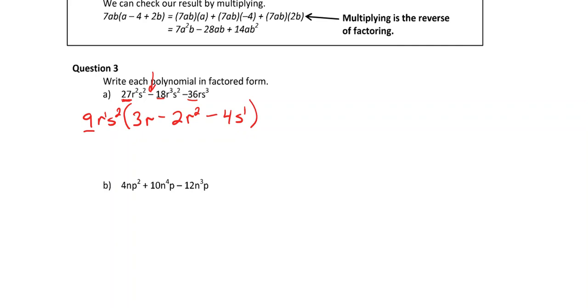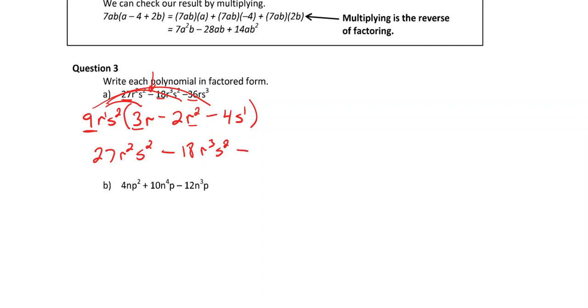Okay. I think it's worth going the other way for a second because I want to show you how it works going back. If I expanded this, it would be that times each of those terms. Going back, 9 times 3 is 27. r times r is r squared. s to the 2 times 1 is just s to the 2. There's my first term. Minus 9 times 2 is 18. r times r squared is r to the 3. And then s times nothing there, times 1, is just s squared.